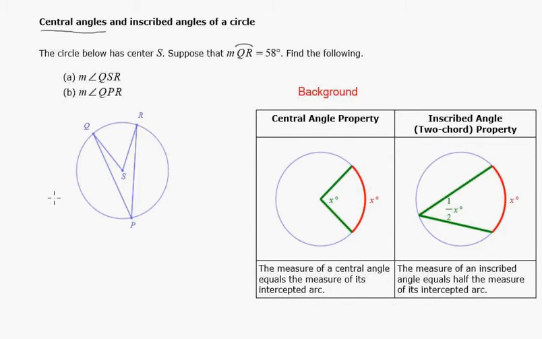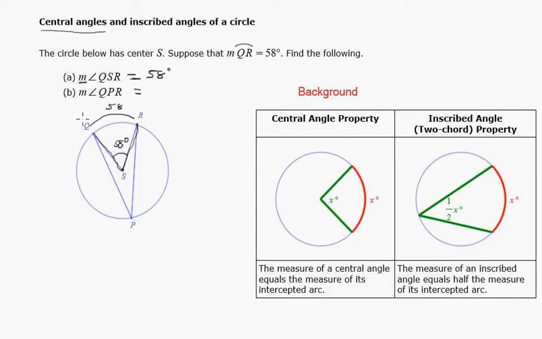Here we're given a circle. They tell us S is the center. So we immediately see that angle QSR is a central angle. They tell us QR, that arc from Q to R, is 58. So that means that angle is 58 degrees. So that's pretty easy. This reads the measure of angle QSR. So that's 58 degrees. With the definition, it's pretty easy.